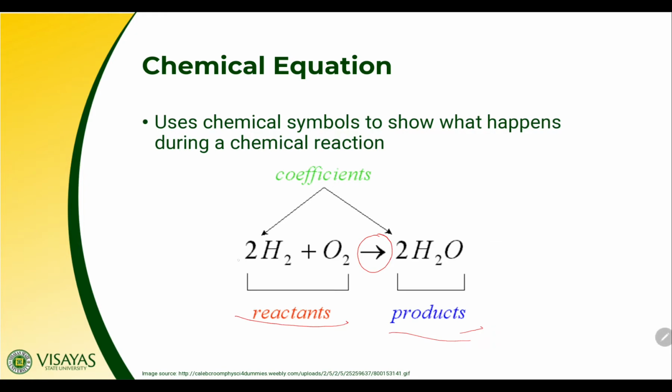Now, the numbers which appear before the chemical symbols of each of the reactants and products are called coefficients. So you have our 2 here, the coefficient for hydrogen gas. Here, since we cannot see any number, there is 1 in there, okay? So we have a coefficient of 1 for oxygen gas, and a coefficient of 2 for water.